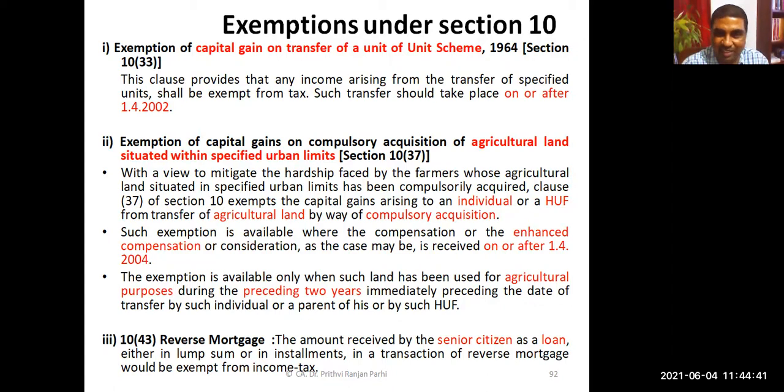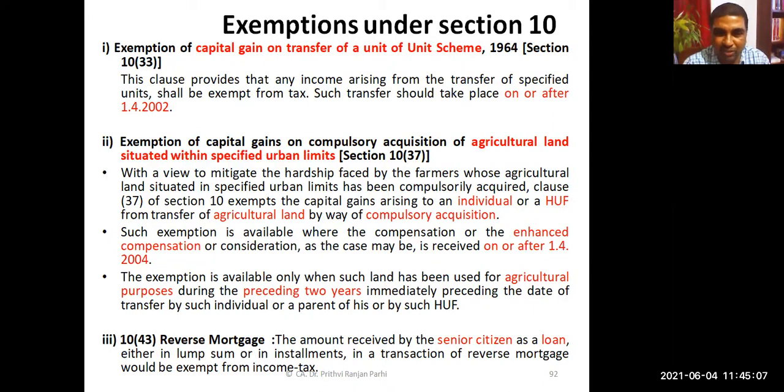It's not agricultural land. If it is used for agricultural purposes in the preceding 2 years, either by the individual himself or by his parent or by the HUF, then it is an urban agricultural land, and if it is transferred by way of compulsory acquisition, it will be exempted. And the third exemption you already know.